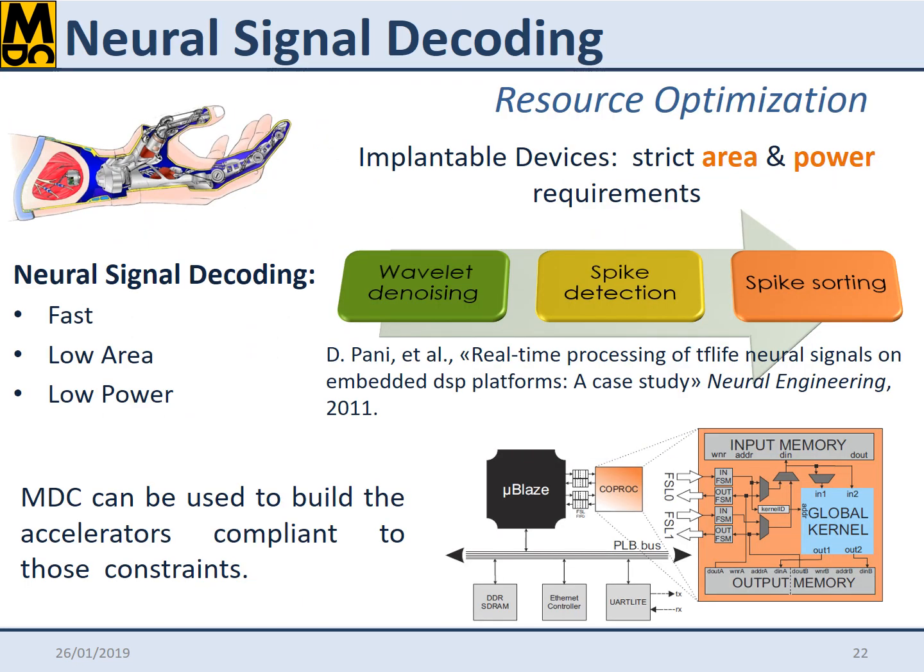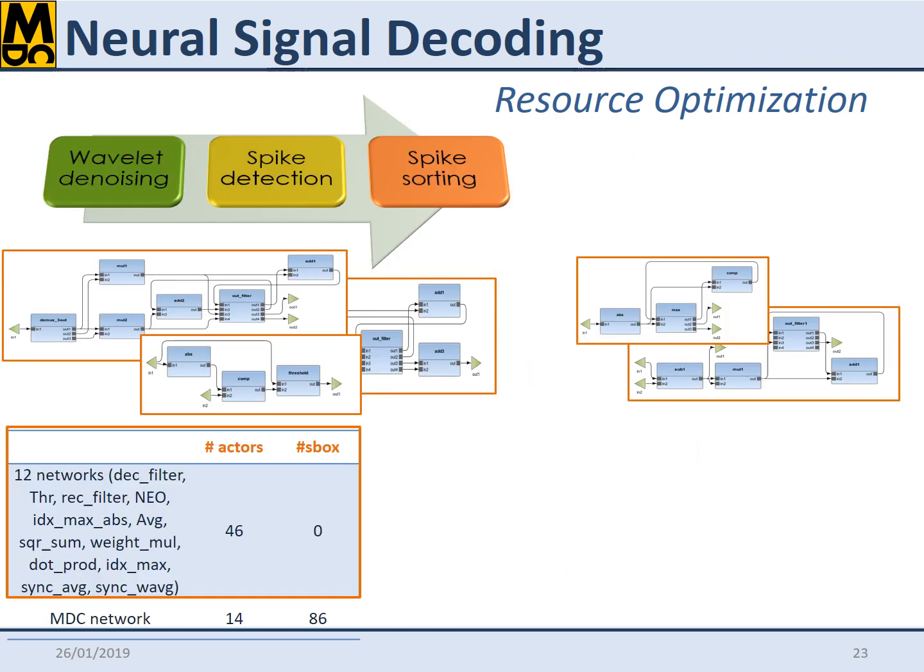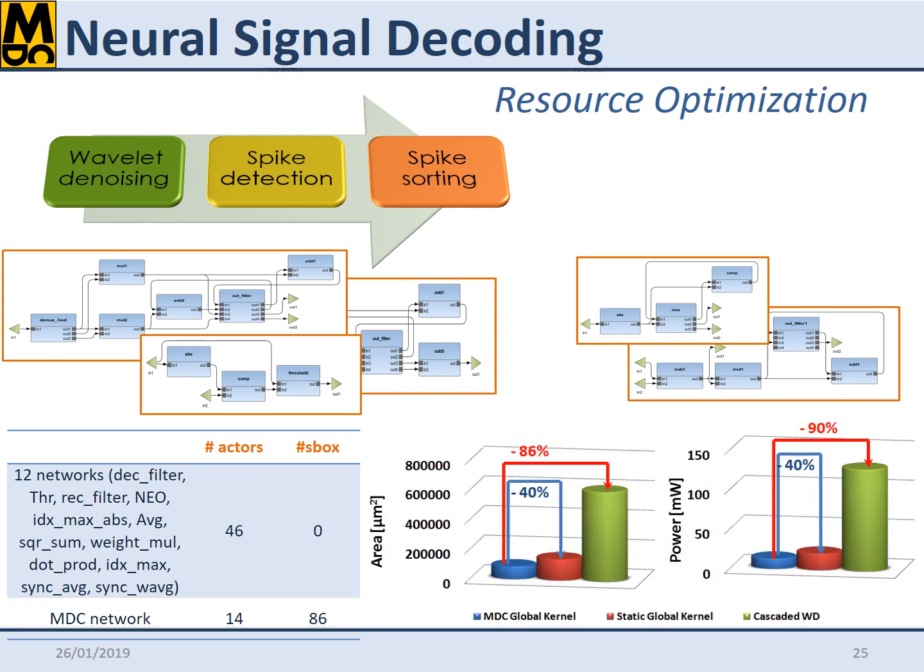MDC has been assessed in the neural signal decoding field. Considering prospective implantable devices, neural signal decoding is required to be not only fast, but also implemented over a very low area and low power substrate. MDC can help building such kind of accelerator. By profiling the application, we defined its composing kernels, which are 12 overall for a total amount of actors equal to 46. MDC allows creating a reconfigurable data path that severely decreases the number of actors to be instantiated, at the expense of usage of a large number of switching elements. Nevertheless, the achieved area and power results are really promising.